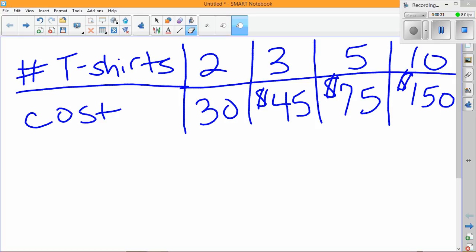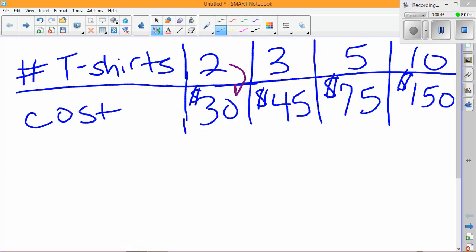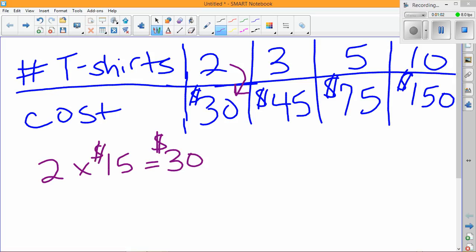So in this case, we have a chart where we have t-shirts and cost. So 2 t-shirts will cost us $30. So we've got to figure out, is there a number we can multiply by 2 to give us 30? It doesn't always have to be a whole number. Sometimes it can be a fraction. But in this case, 2 times 15 will give us 30. So that must mean that each t-shirt is going to cost $15.